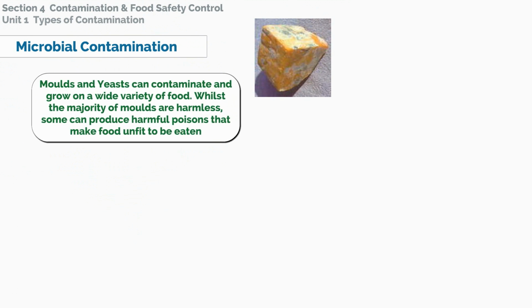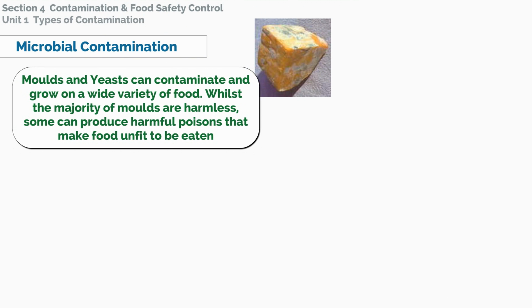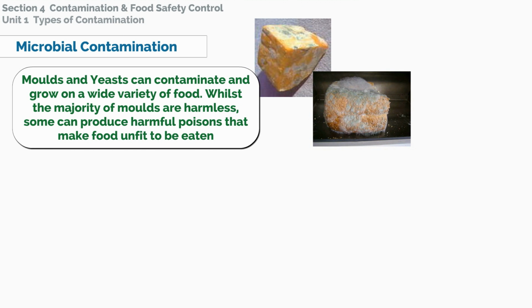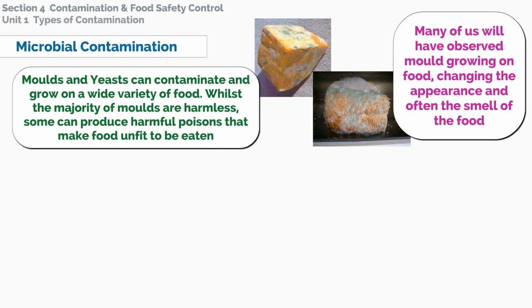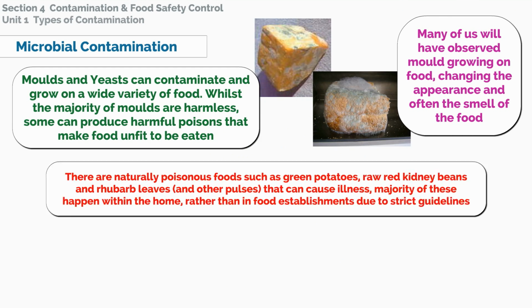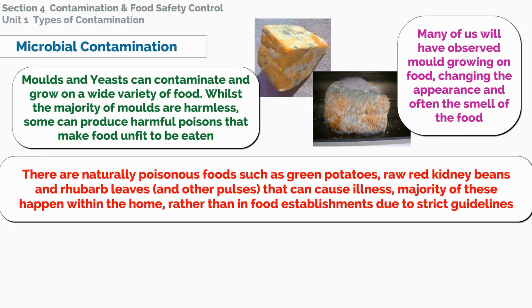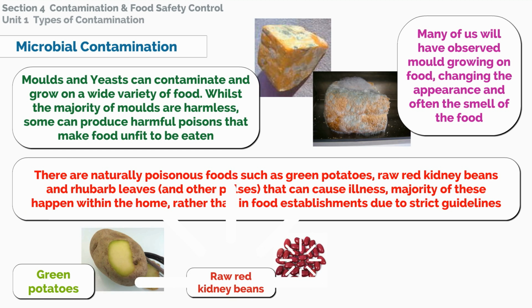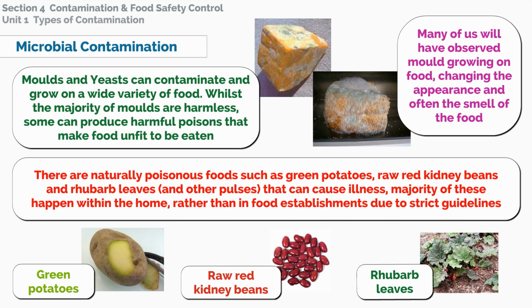Moulds and yeast can contaminate and grow on a wide variety of food. Whilst the majority of moulds are harmless, some can produce harmful poisons that make food unfit to be eaten. Many of us will have observed mould growing on food, changing the appearance and often the smell of the food. There are naturally poisonous foods such as green potatoes, raw red kidney beans and rhubarb leaves and other pulses that can cause illness. Majority of these happen within the home rather than in food establishments due to strict guidelines.